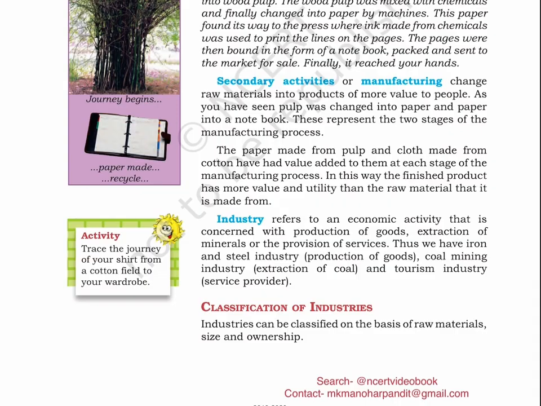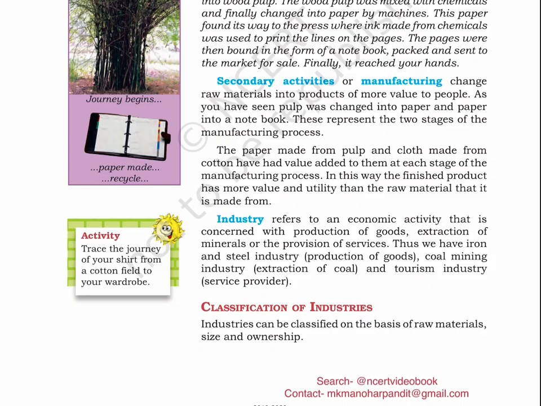Industry refers to an economic activity that is concerned with production of goods, extraction of minerals, or the provision of services. Thus, we have iron and steel industry, production of goods, coal mining industry, extraction of coal, and tourism industry, service provider. At the bottom left side, there is a green box which reads Activity. Trace the journey of your shirt from a cotton field to your wardrobe. Page number 49.